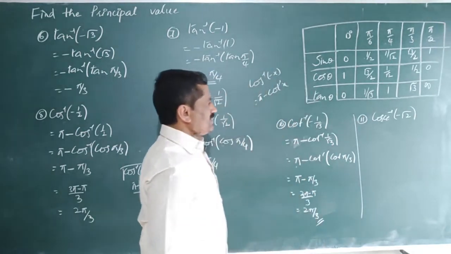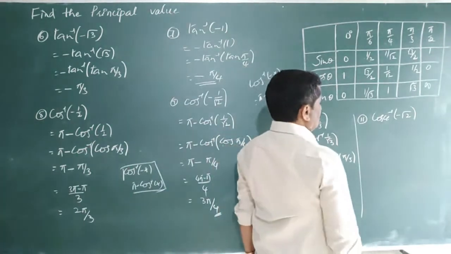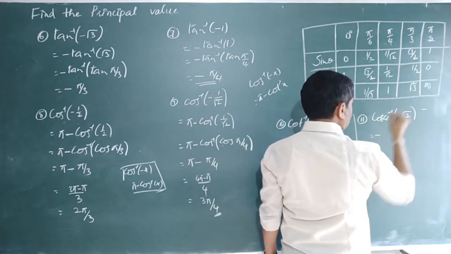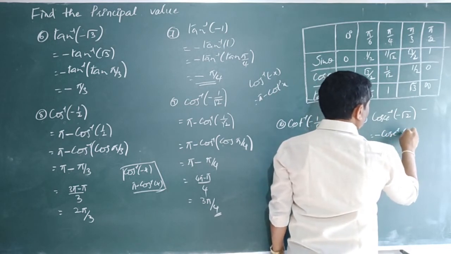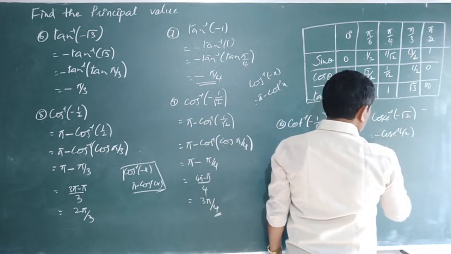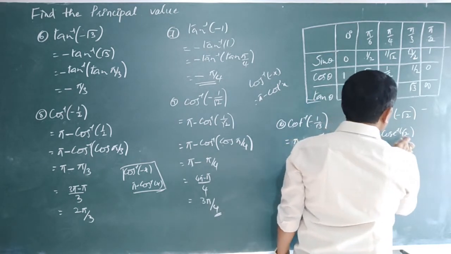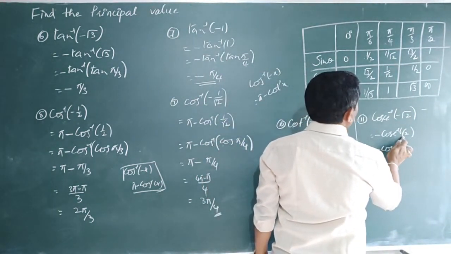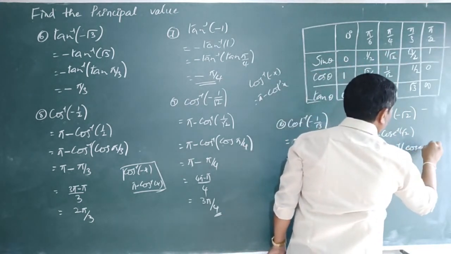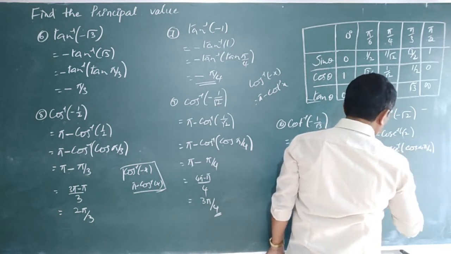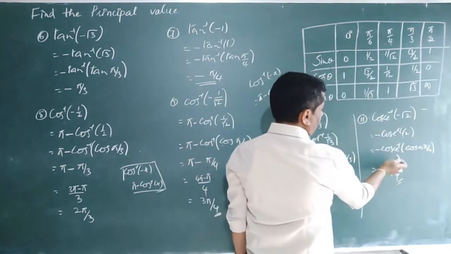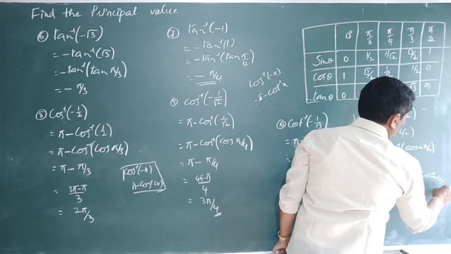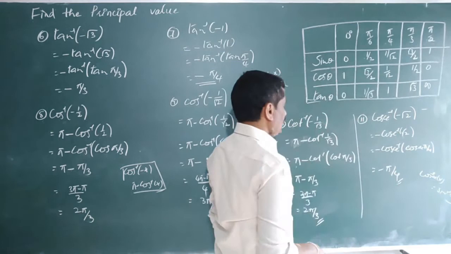Next we have cosecant inverse of minus √2. It is in the form of cosecant inverse of minus x, so that can be written as minus cosecant inverse of x. Therefore, minus cosecant inverse of √2. Cosecant inverse means sine inverse of 1/√2. For which angle does cosecant equal √2? That is pi by 4, so cosecant of pi by 4. That is equal to minus pi by 4. If you want, we can also write that cosecant inverse of x is equal to sine inverse of 1 by x.